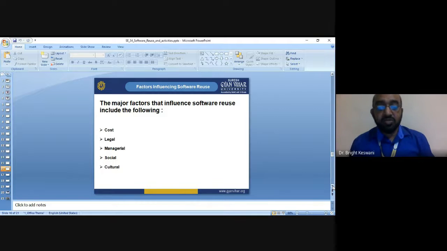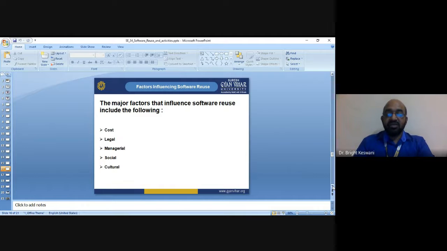As far as social factor is concerned, some developers actually believe increased reuse implies reduced employment. So, this is the social related factor.